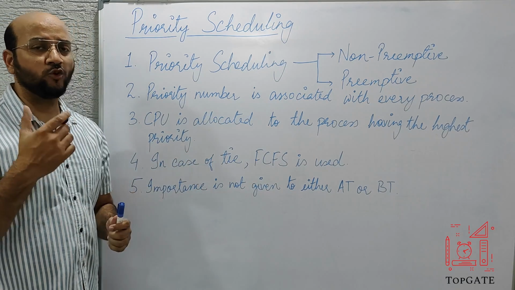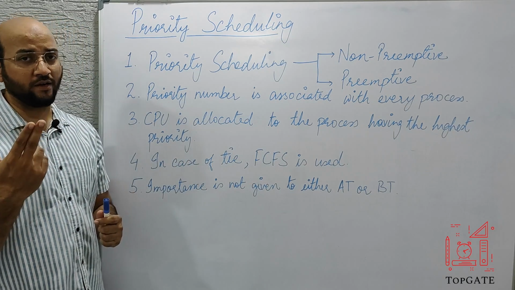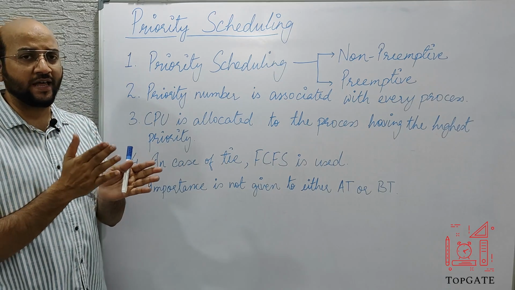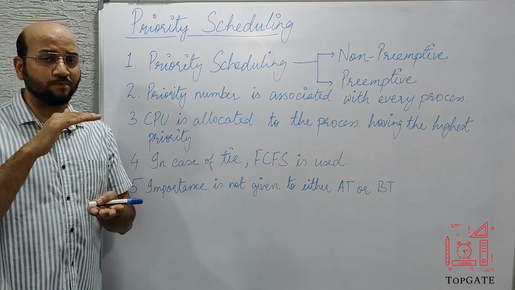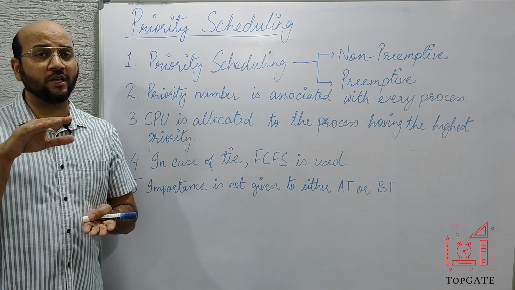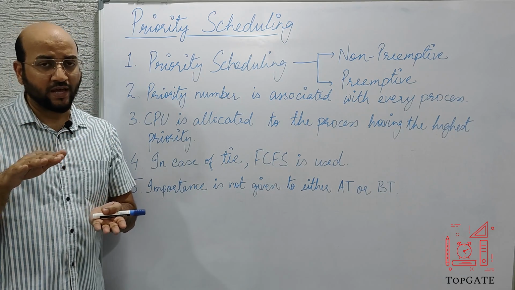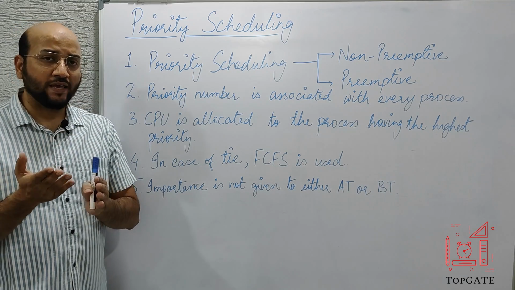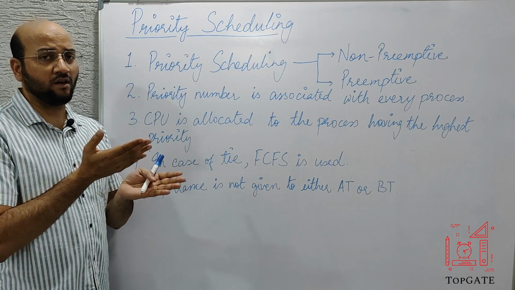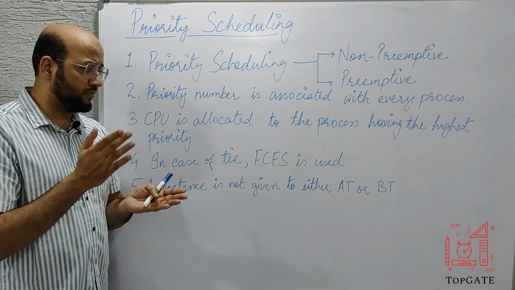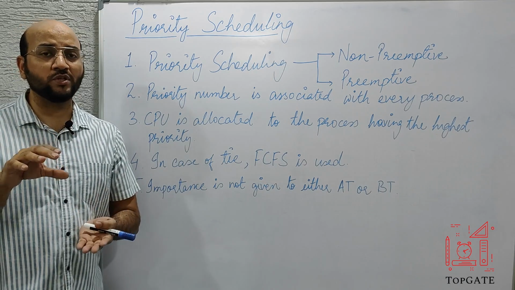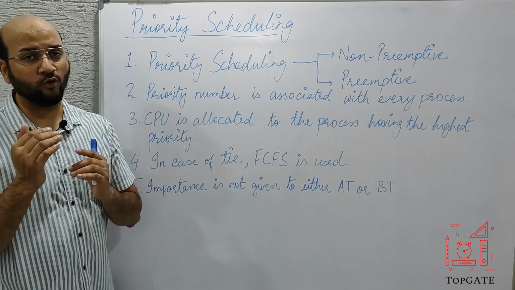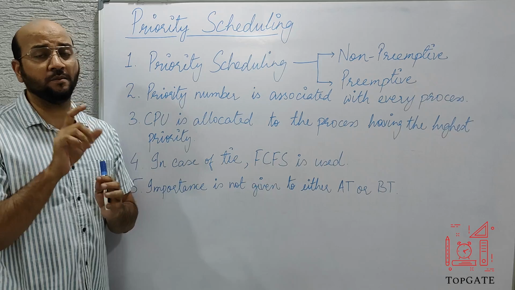That is, suppose there are two processes which have the same priority. Suppose 1 and 1. 1 is attached to process P1 and 1 is also attached to process P2. So in this case, both the processes have the same priority, so there is a tie. If there is a tie, then as we did in the SJF algorithm, we'll do in this one also. That is, we will use FCFS. That is, whichever process comes first will be scheduled first in case of a tie in priority.